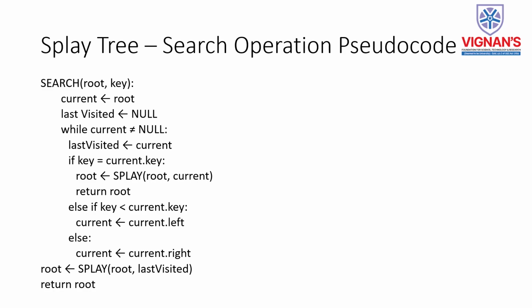current = current.left. The current pointer moves to the left child. Else, if the search key is greater than the current node's key, traversal continues to the right subtree. current = current.right. The current pointer moves to the right child. root = splay(root, last_visited). If the key is not found and traversal ends, the last visited node is splayed to the root. Return root. Finally, the updated tree is returned after splaying.